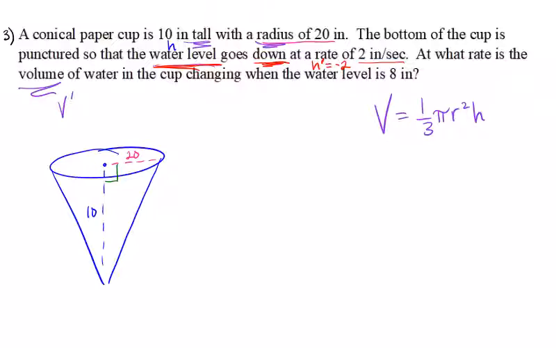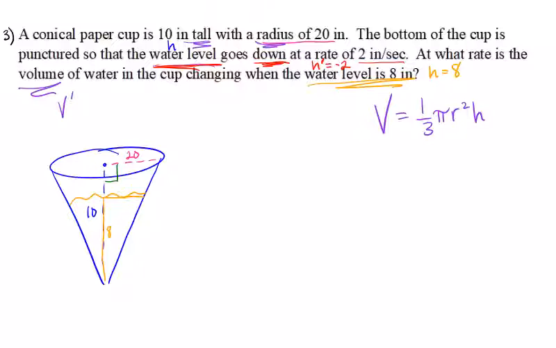And then it also tells us here that the water level is 8 inches, right? So that means the height at the point we want to find the rate of volume changing, the height is 8, right? So that means the water level here, right, at that point in time is 8. So the height is 8 at that point. Okay, so we have basically a new triangle.